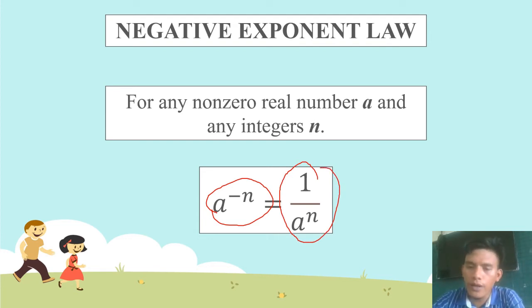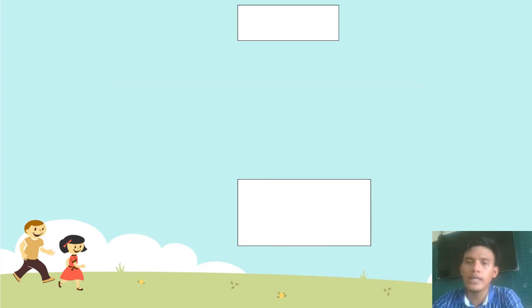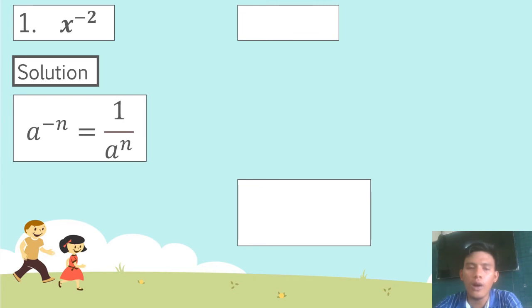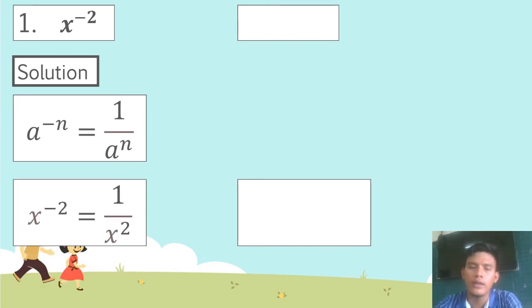1 over a, which is our base, raised to the exponent of n. Again, 1 over a raised to the exponent of n. Example, x raised to the negative 2. So, negative exponent. So, 1 over a to the n, that will be the formula. 1 over x raised to 2.